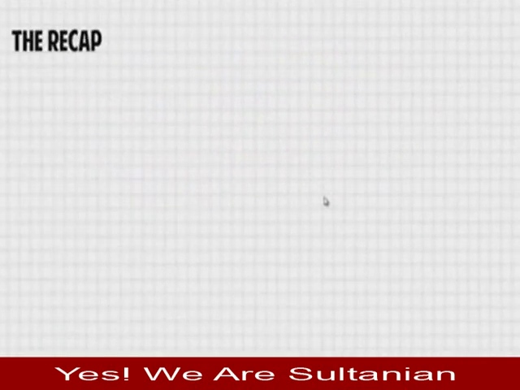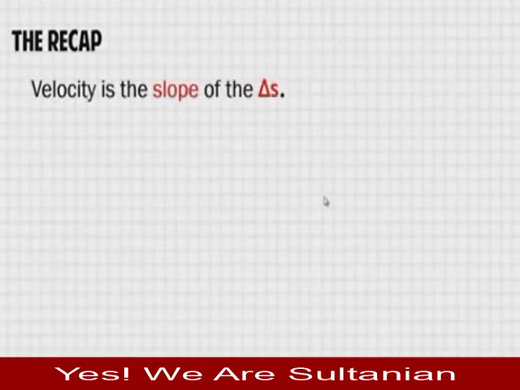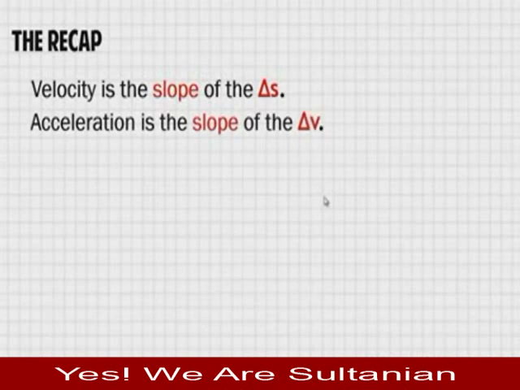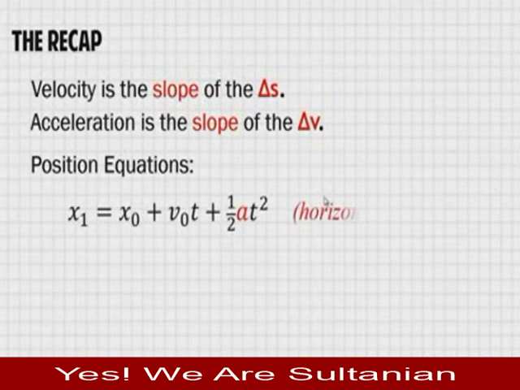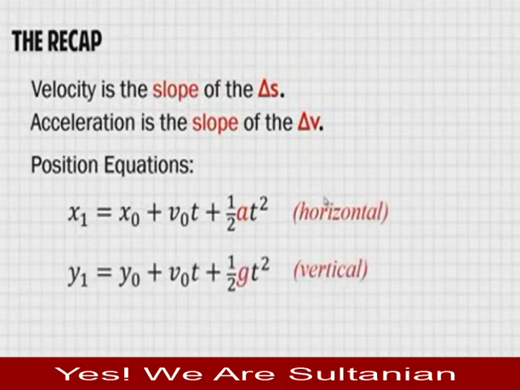In the recap, we looked at how velocity is the slope of displacement, and acceleration is the slope of the velocity, or change in velocity, on a velocity versus time graph. And for position equations, we have the horizontal and we have the vertical. All of these are going to be very useful when we begin to talk about projectile motion.